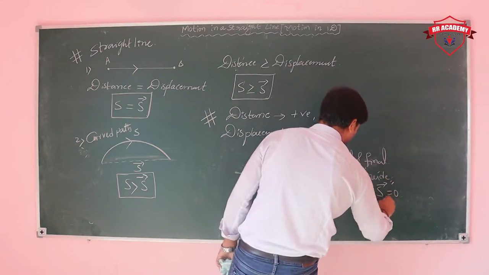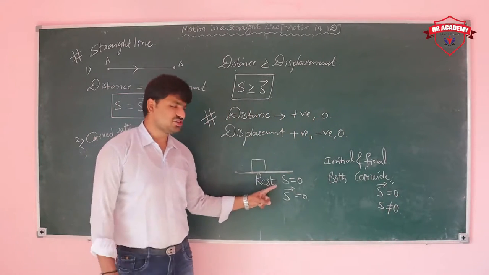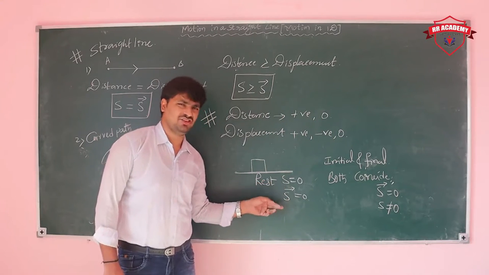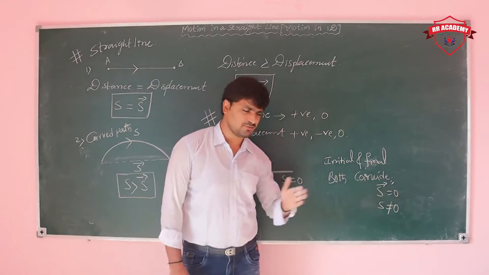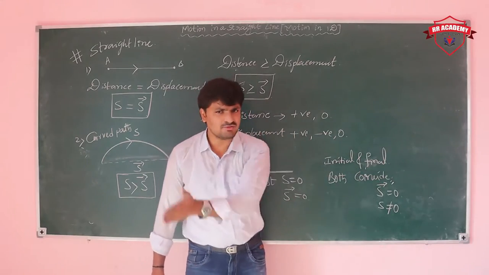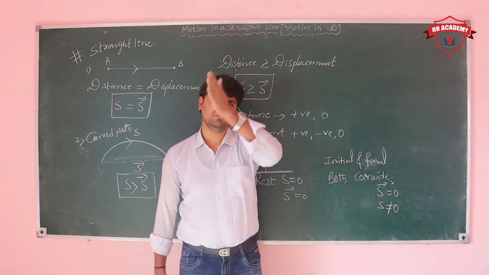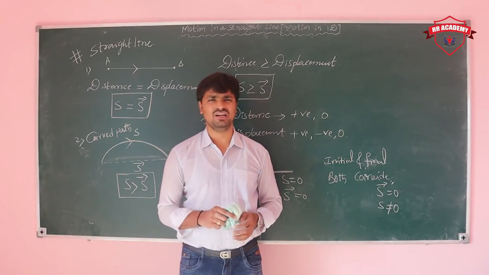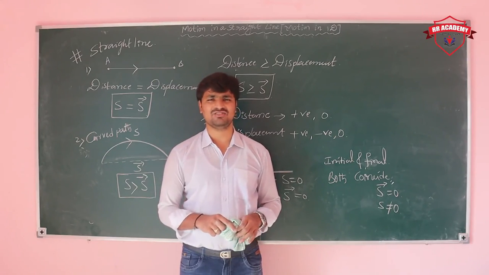So then what is happening here? Displacement is zero, but distance is not zero. The only condition for distance to become zero is when the particle is at rest. Displacement is zero when the final and initial points coincide, meaning the particle goes forward and again comes backward to the same point. Displacement is zero also when the particle moves in a circular path and completes the circle. Next, we'll discuss the motion parameters. In the next session, we discuss speed as well as velocity.